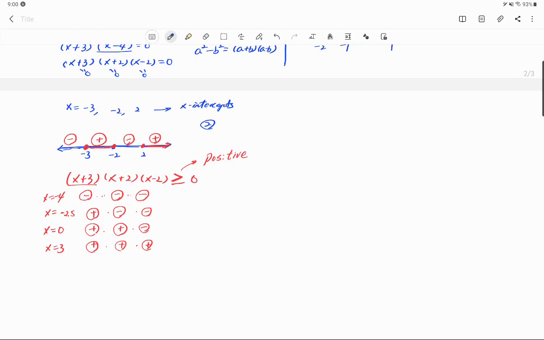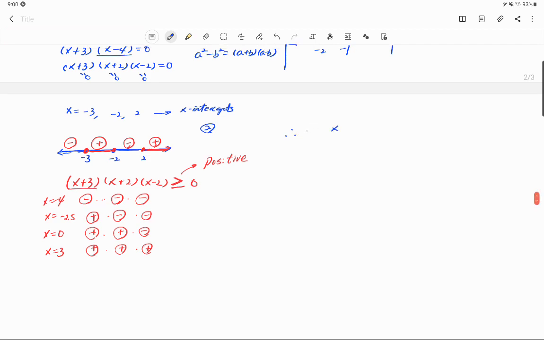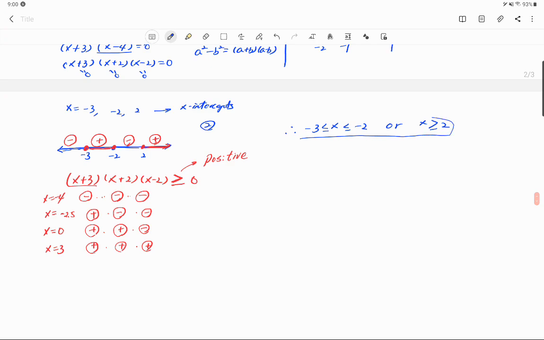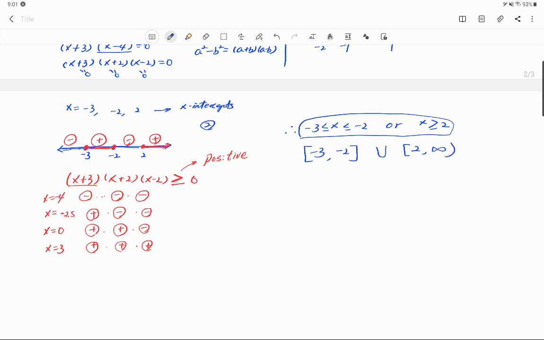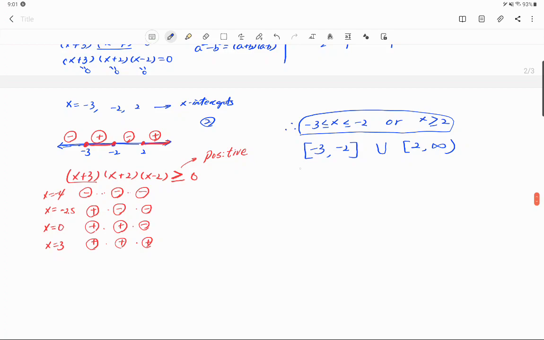So these are the solutions. Therefore, when x is between negative 3 and negative 2, or x is greater than or equal to 2, the graph is positive. We can write this in interval notation: starting from negative 3 to negative 2, with the endpoints included, then use the union symbol, and then 2 all the way to infinity. Okay, so these are the solutions.